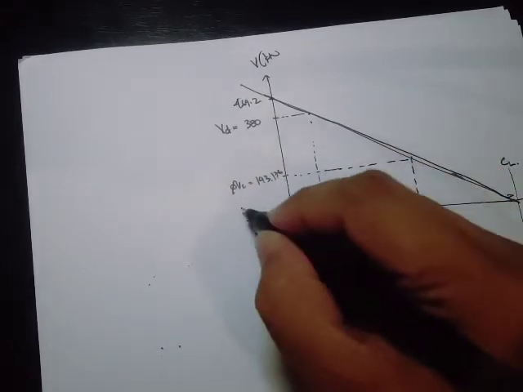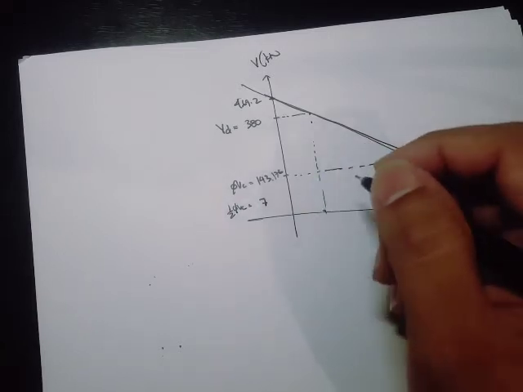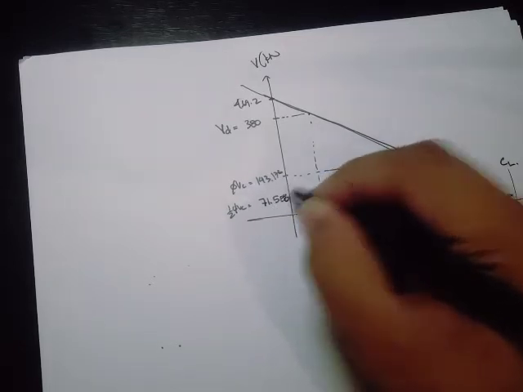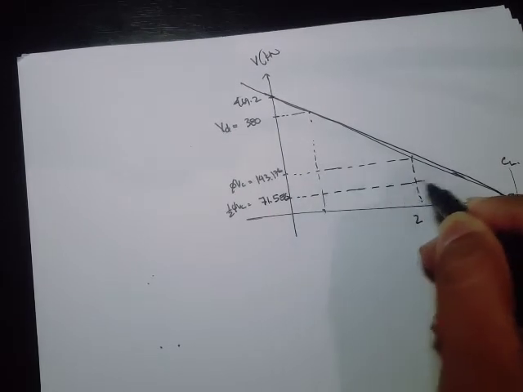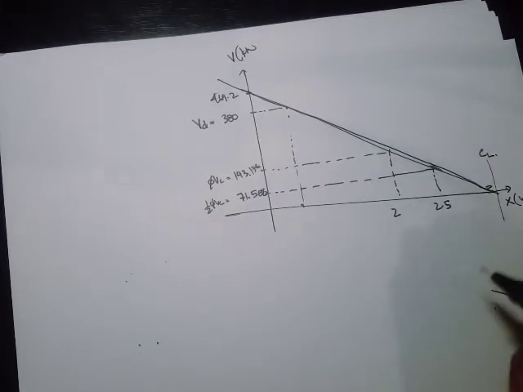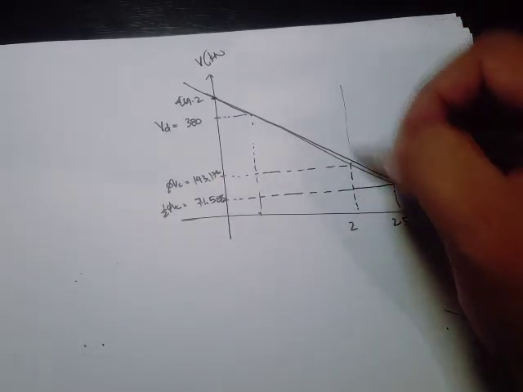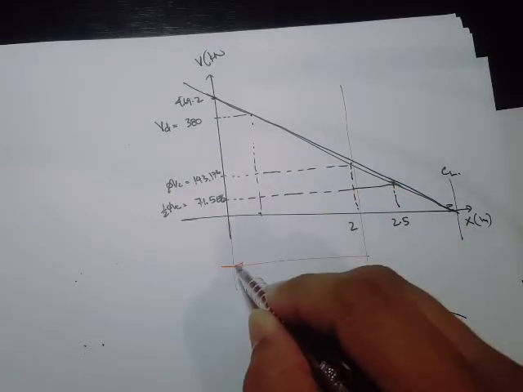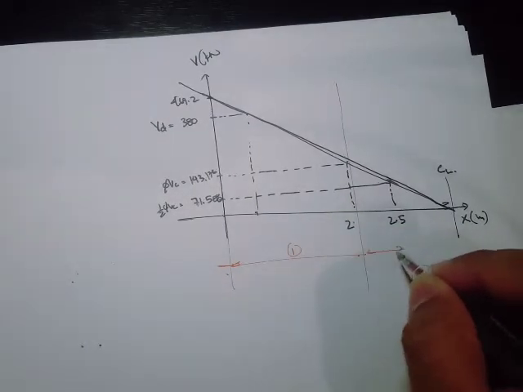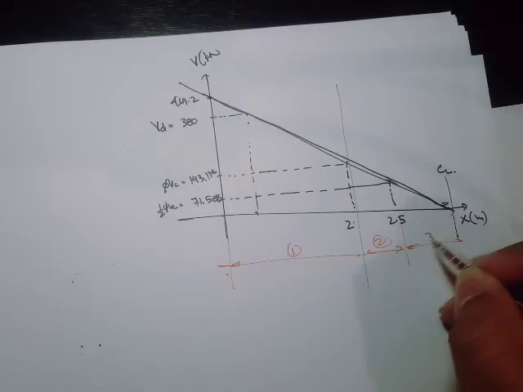Then 1/2 of VBC is equal to 71.58, and this one is at 2.54, or let's just say 2.5 meters. Now we can plot the regions here. From x equal to 0 to x equal to 2, that's going to be region 1. Then this will be region 2, and from 2.5 to the center line, that's going to be region 3.